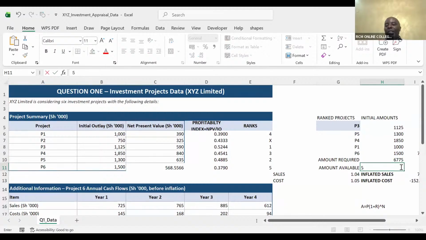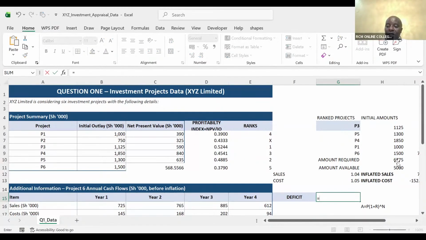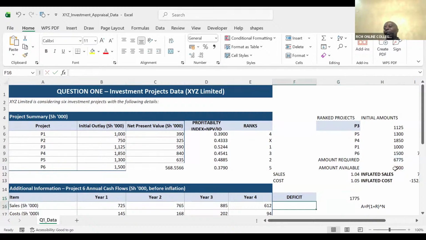So is there somebody who is able to give me the deficit? Give us the deficit. Deficit, ladies and gentlemen, I can see it will be equals this amount here minus the 5,000, which gives me 1775 as the deficit. So meaning that this 1775 has to be acquired.